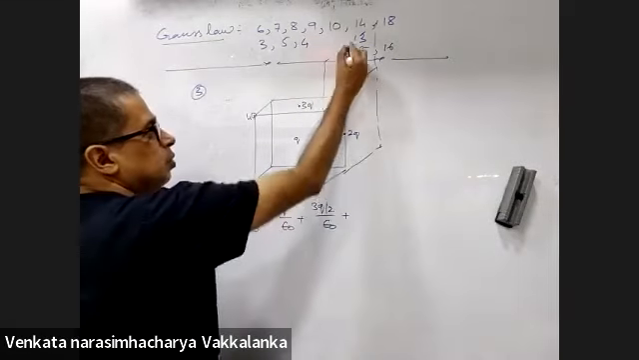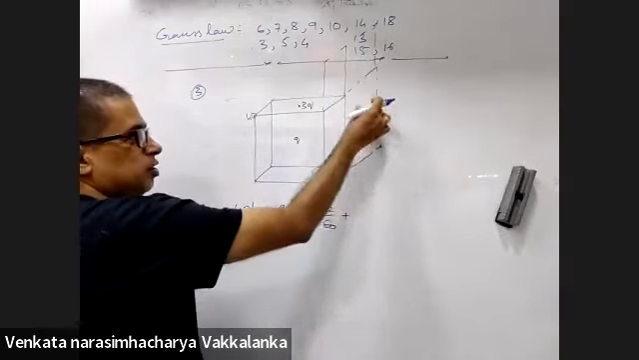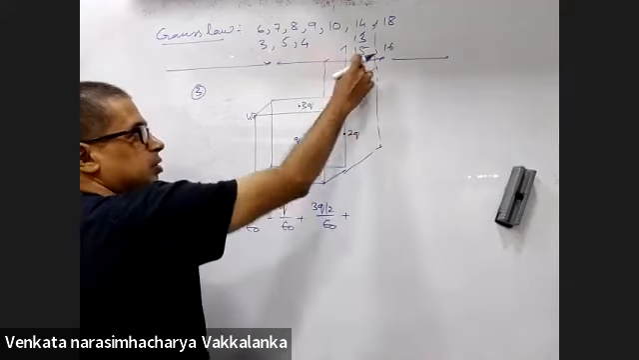Right? 1, 2, 3, 4. This cube will come this way. This cube will come out. These both will come out.